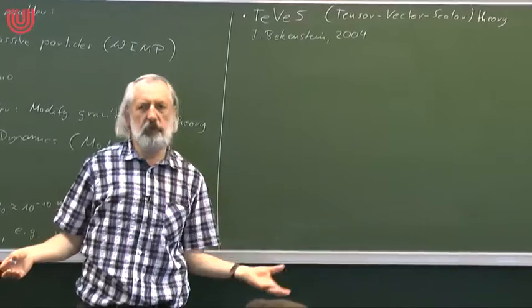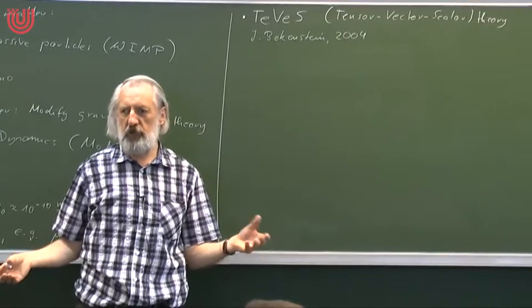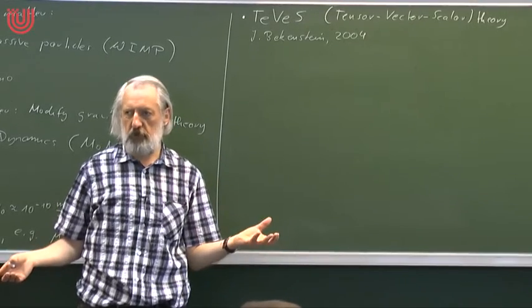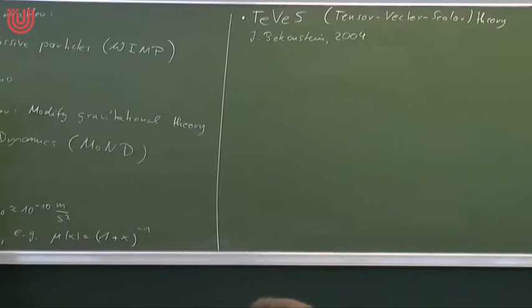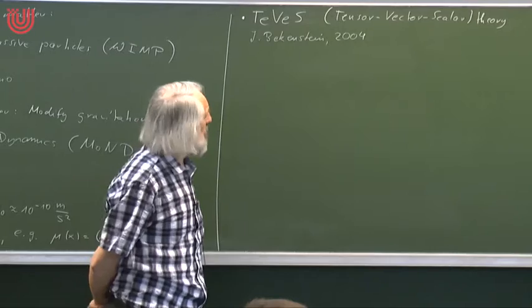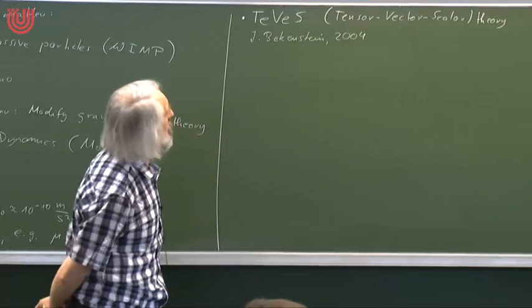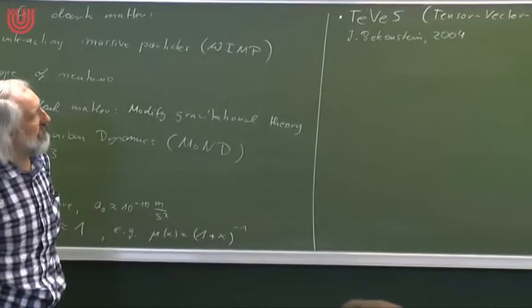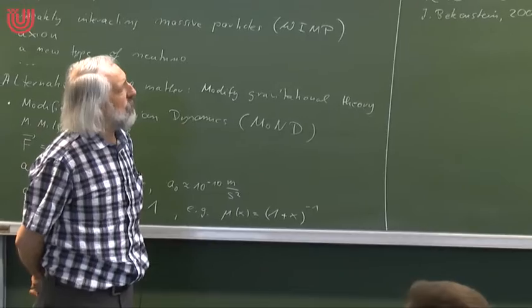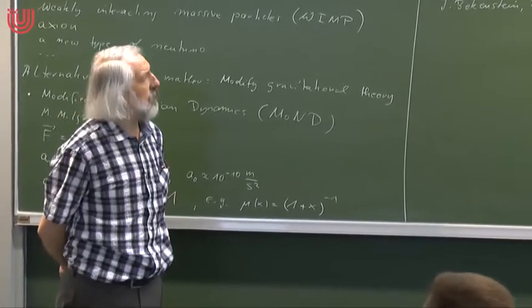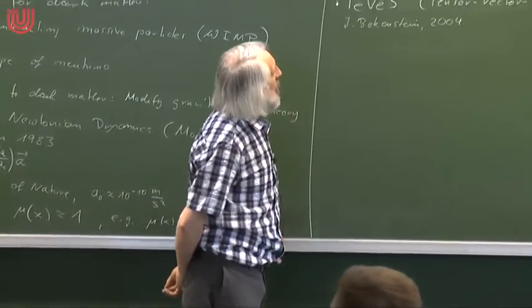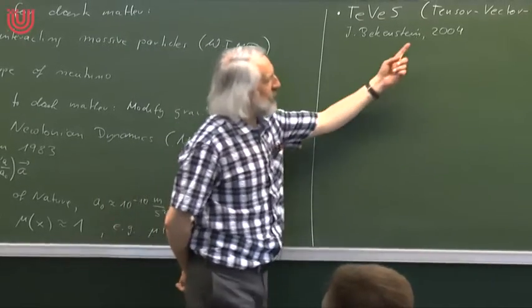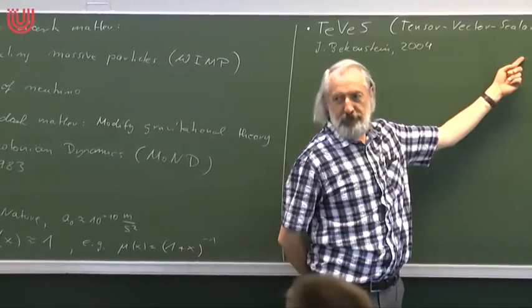So you can associate a kind of entropy with a black hole, a kind of temperature with a black hole, and so on. And the person who invented this analogy was Jakob Bekenstein, at that time a PhD student of John Wheeler in Princeton. And Bekenstein established this TeVeS theory in the year 2004. Unfortunately, he passed away last year. He was one of the great relativists of our time. And, well, already the name suggests that it must be a fairly complicated theory, right?